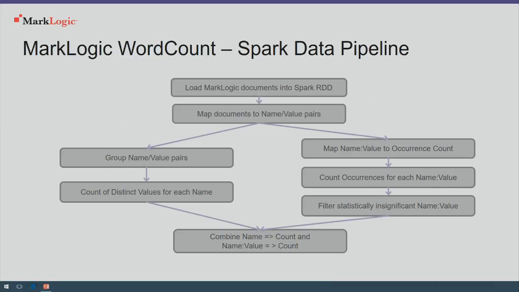And if you map this to how the Spark data pipeline would work, this is how it looks visually. First, you are loading the MarkLogic documents into a Spark RDD, and then you are mapping those documents into name-value pairs. Then you have two parallel data flows. One data flow looks at the distinct values associated with each name, and the other flow counts the occurrences for each distinct name-value pair. In the end, I am combining the two data flows to create a single report, like I showed you on the last page.